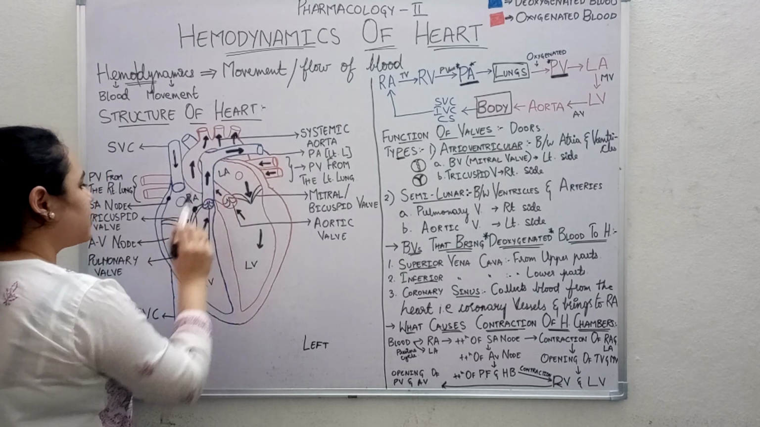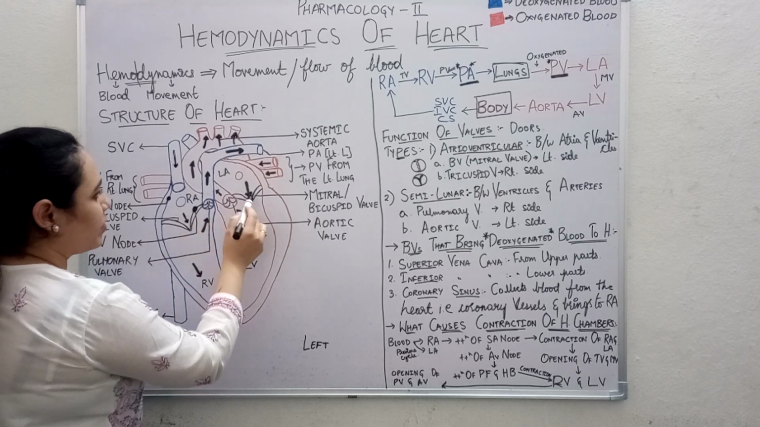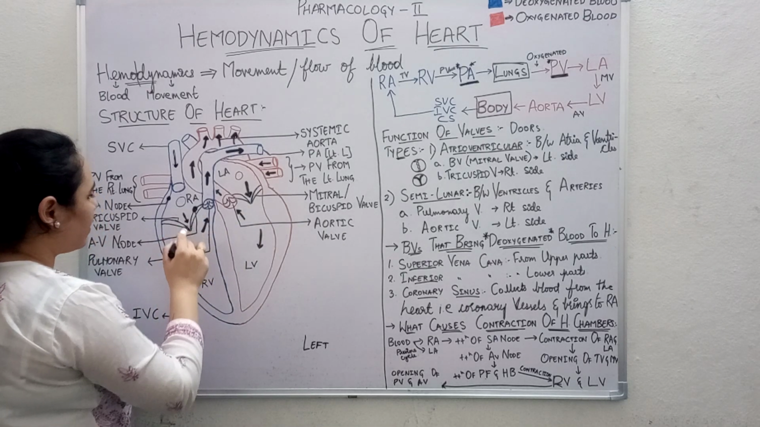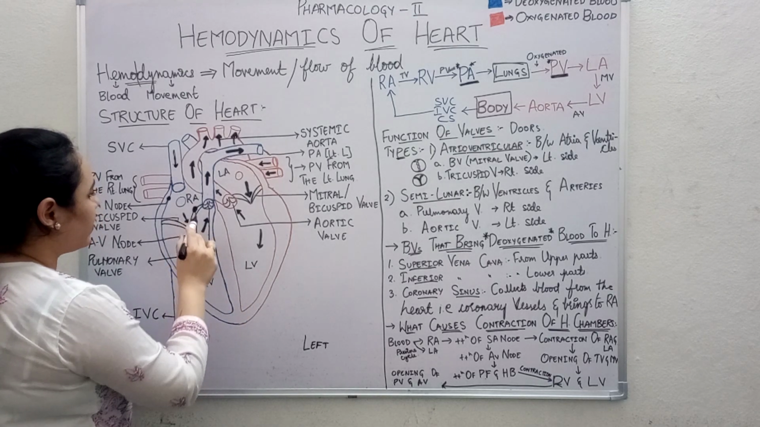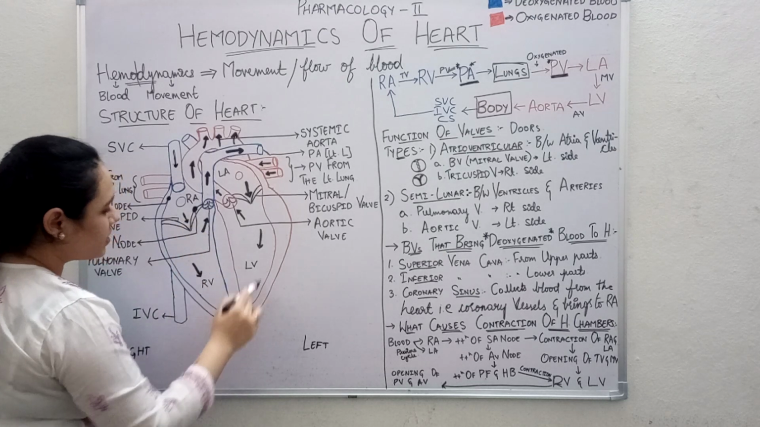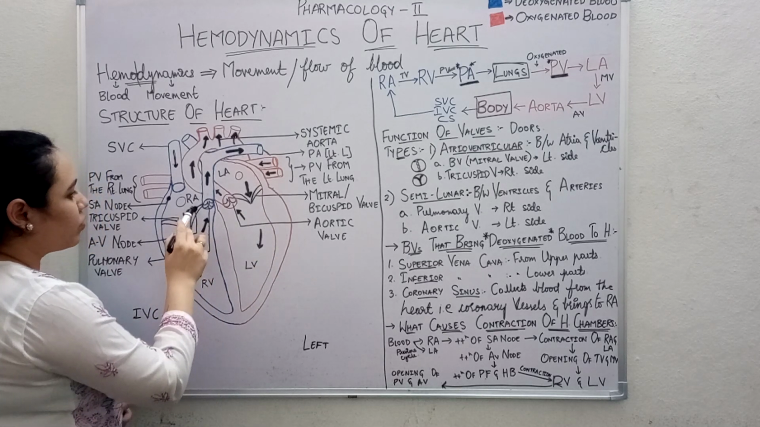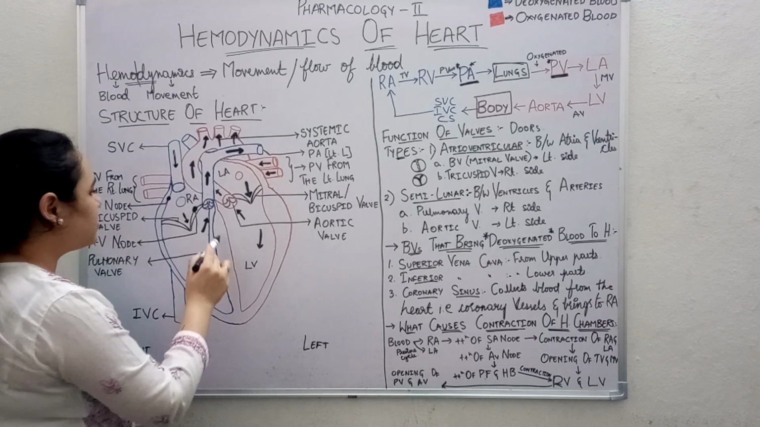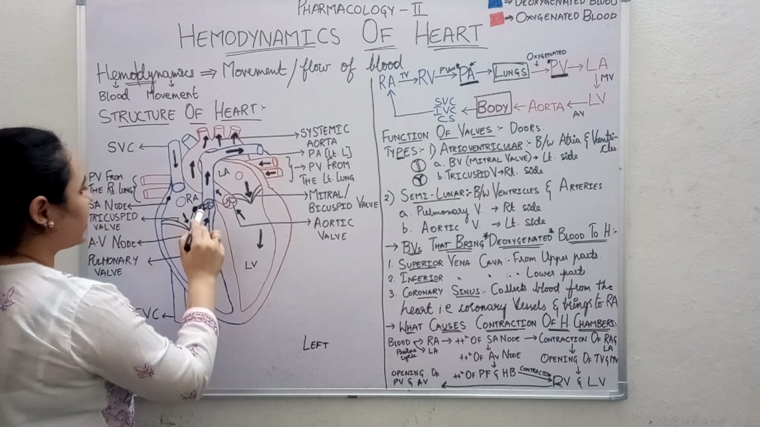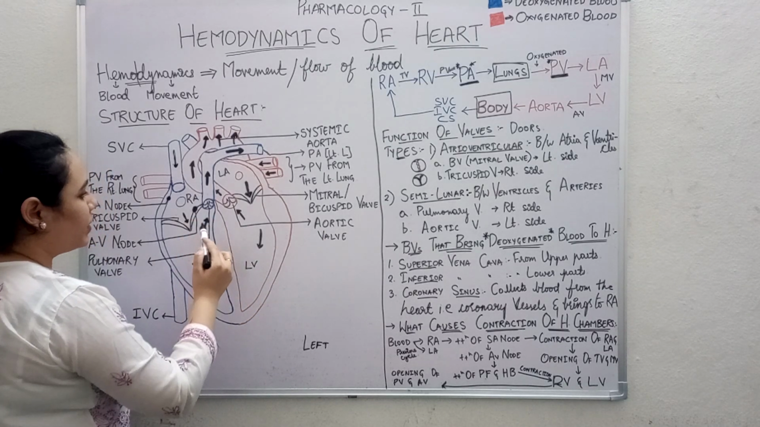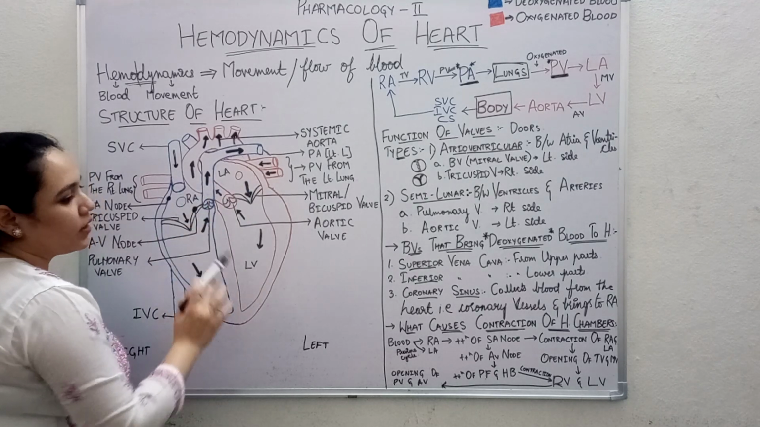So when this contraction occurs, the valves which are present over here, tricuspid valve and bicuspid valve, they open and allow the blood to flow into the ventricles. Along with that, when the AV node is activated, it activates the Purkinje fibers and the His bundles which are present in these parts of the heart, and they cause the contraction of the ventricles. And once the ventricles are contracted, the semilunar valves open and the blood goes into the pulmonary artery and aorta respectively.